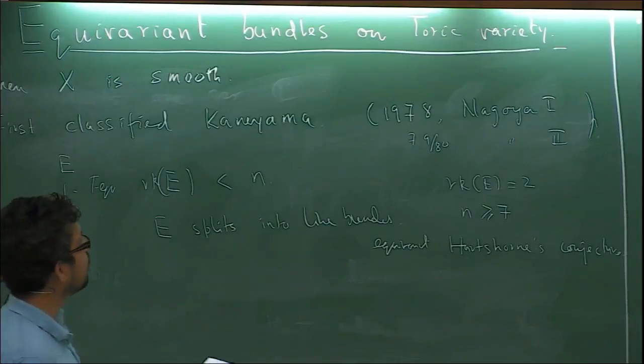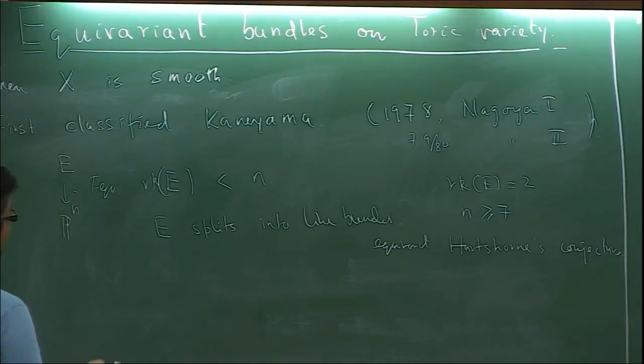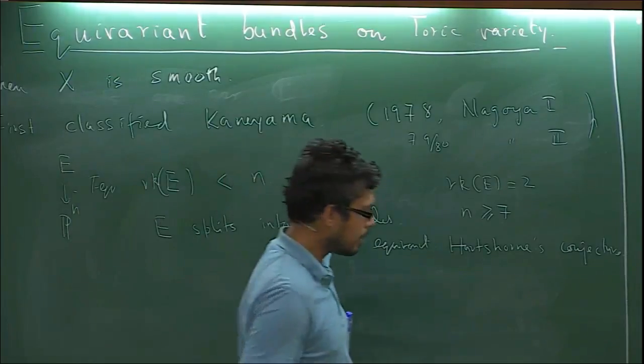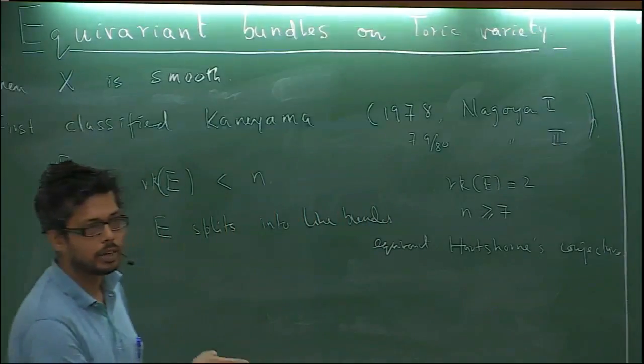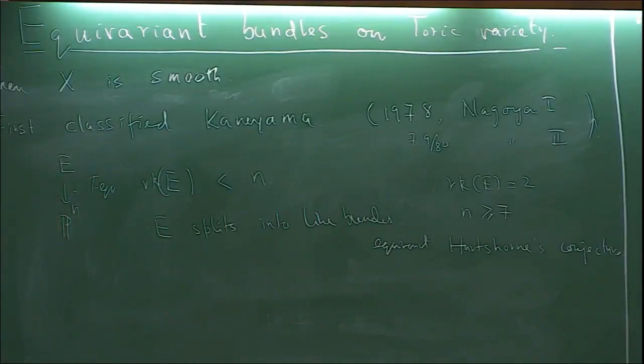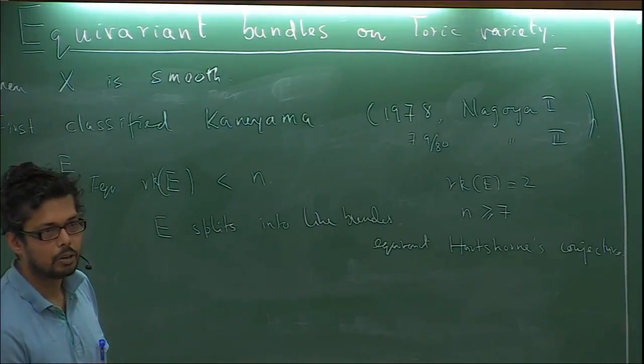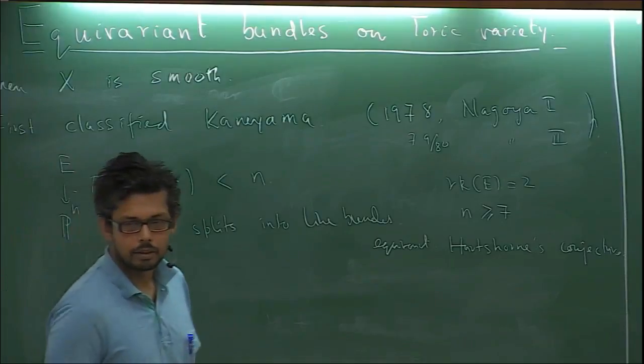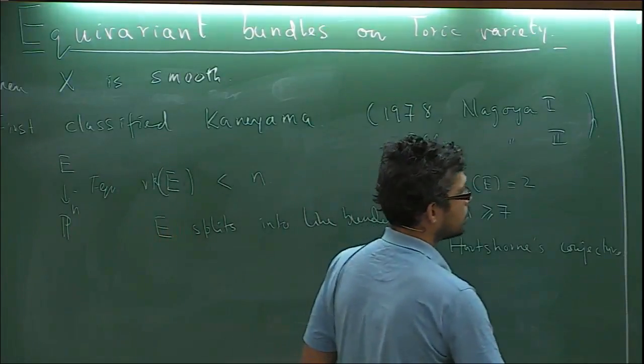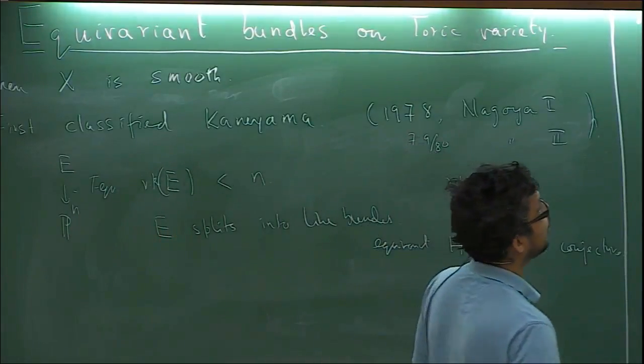After this, I will not describe Kaneyama's classification as such, because I will try to do it for principal G bundles. I will describe Kaneyama's classification for principal G bundles, and if you take G equal to GL_n, then Kaneyama's classification follows.